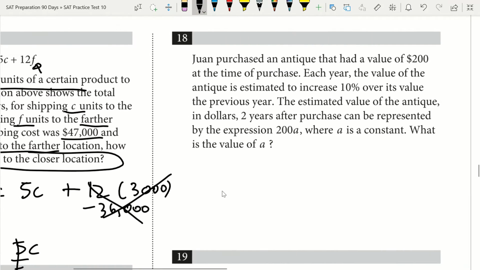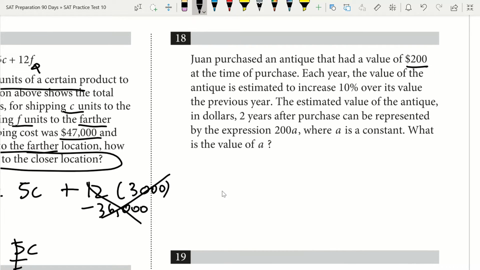All right, question 18. Juan purchased an antique that had a value of $200 at the time of purchase. Each year, the value of the antique is estimated to increase 10% over its value the previous year. The estimated value of the antique in dollars 2 years after purchase can be represented by the expression 200A, where A is a constant. What's the value of A?